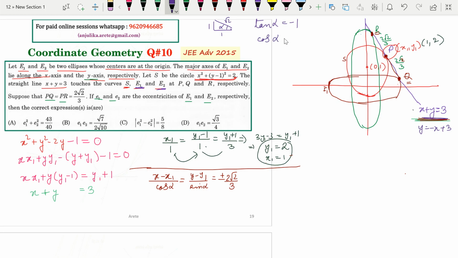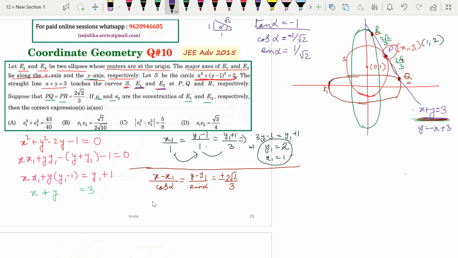It will be negative, right? Because you're making an obtuse angle, because tan alpha is negative. So cos alpha would be negative 1 by root 2, because you're forming an obtuse angle. Sine alpha will be positive 1 by root 2, because you know that in the second quadrant sine is positive, but cosine is negative.